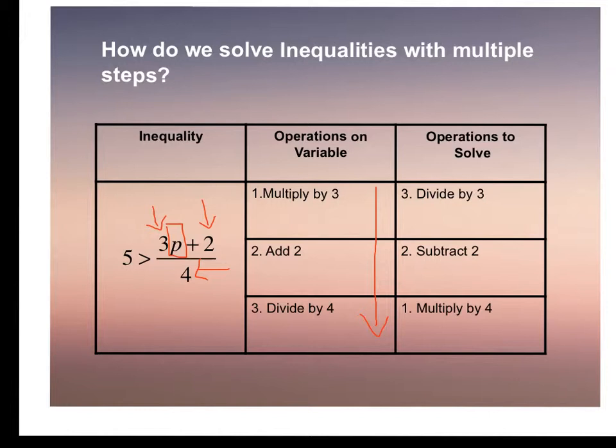Now we're going to use the inverse operations and go in reverse order to solve for the variable p. So we would first multiply by 4, then subtract 2, and then divide by 3. This is kind of like what you're doing for every problem in your head, but I laid it out for you so that you understand the certain operations you need to use to solve for the variable.